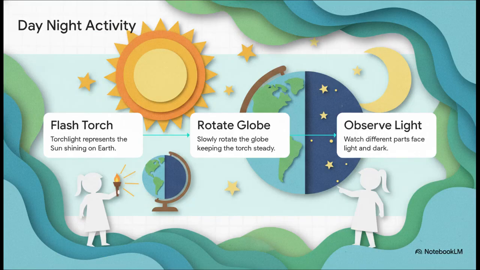To answer that question, the curriculum doesn't just hand you the answer. It outlines this awesome hands-on classroom experiment. One student acts as the sun with a torch, while another slowly rotates a globe. Step 1. Flash the torch on one side of the globe. Step 2. Slowly rotate the globe while keeping the torch completely steady. Step 3. Observe what happens.